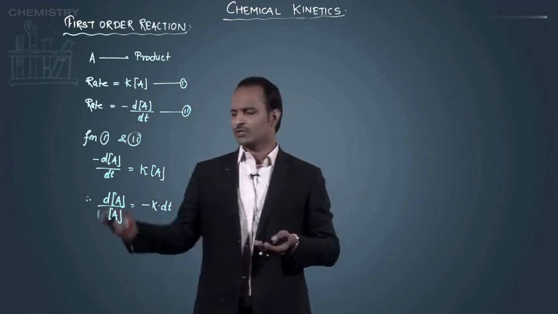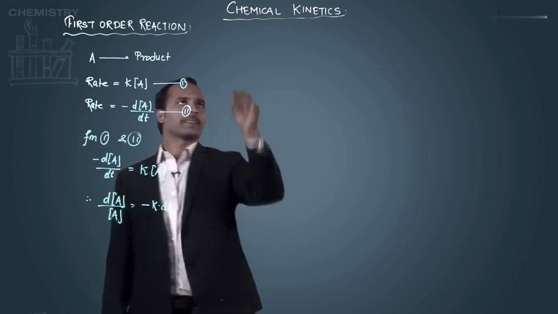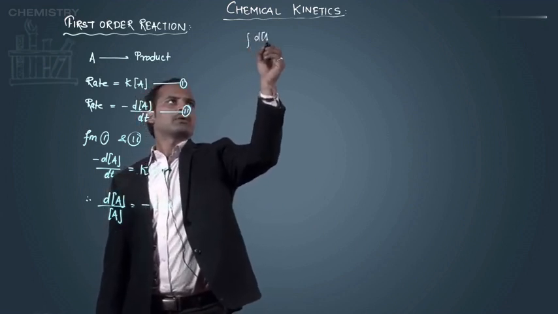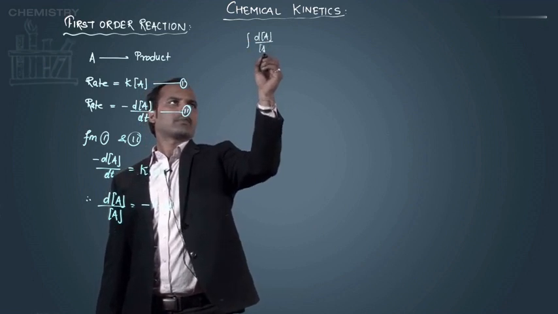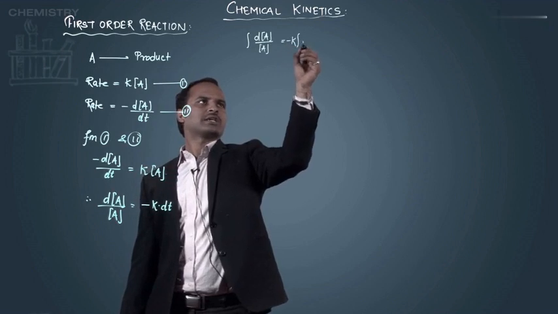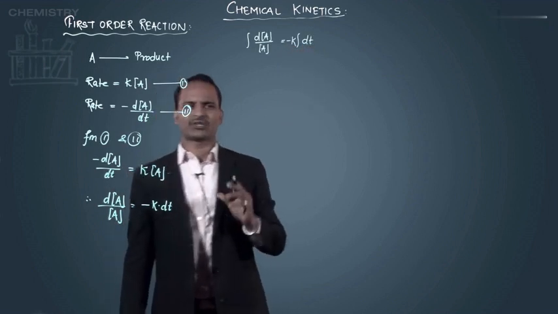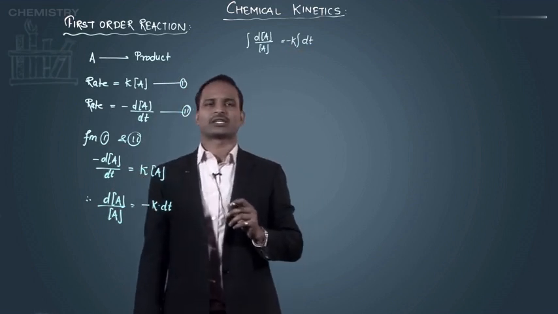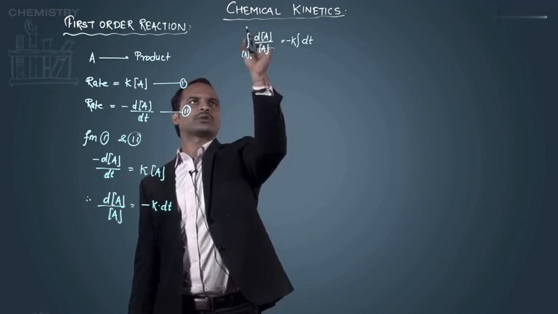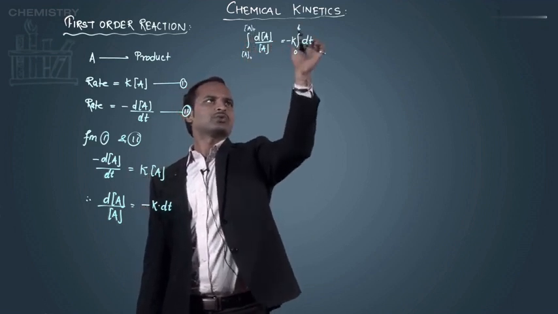So for the full reaction, we have to remove this differential form, which can be done by integration. So integration of dA upon A is equal to integration of minus K, which is a constant, and then dt. Again, it is a definite integration, that means we are fixing limits for it. The lower limit for the concentration is A naught, and the upper limit is At. For time it is 0 to t.